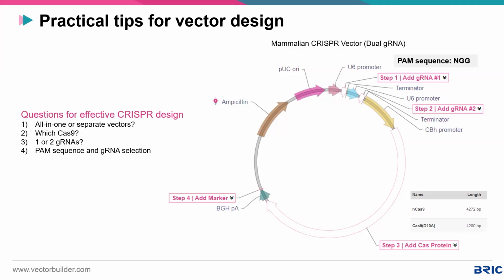For CRISPRa, the guide RNA is slightly different. So it is extremely important to make sure that the PAM sequence and the guide RNA that you've chosen are compatible with the Cas9 that you're using.